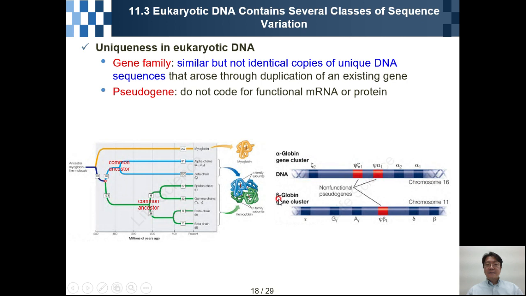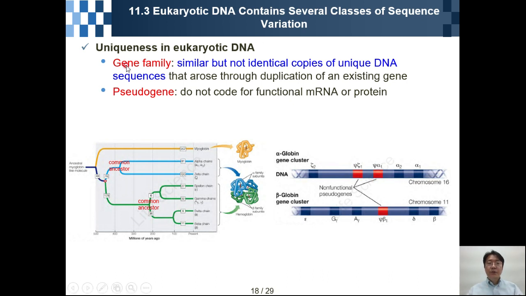Another example is the beta globin gene cluster. This beta globin gene cluster is located on chromosome 11. For example, they have beta, delta, gamma, and also epsilon. So they have similar but not identical copies of a unique gene. This we call a gene family. They are located in nearly the same location, so they make a cluster like this. They make families like this.